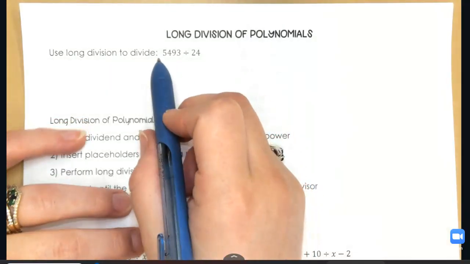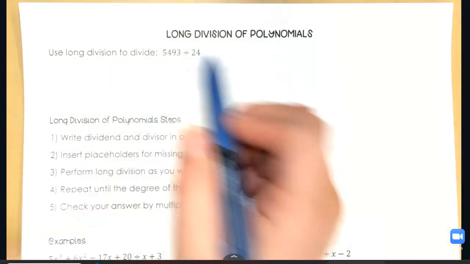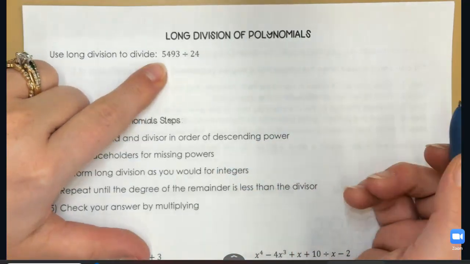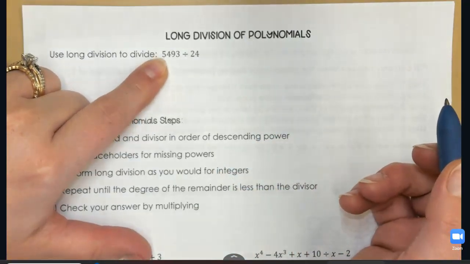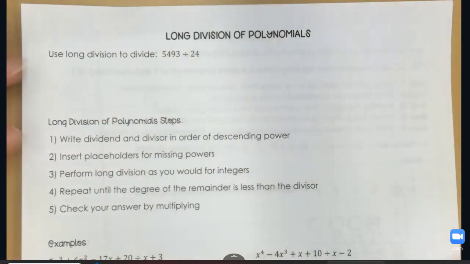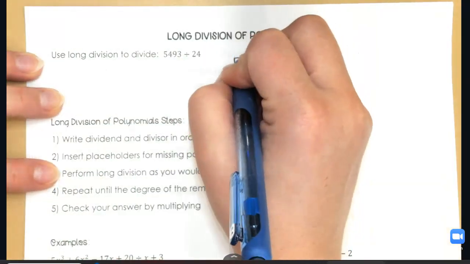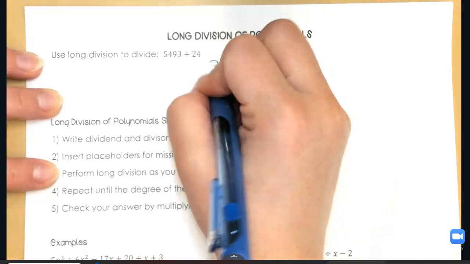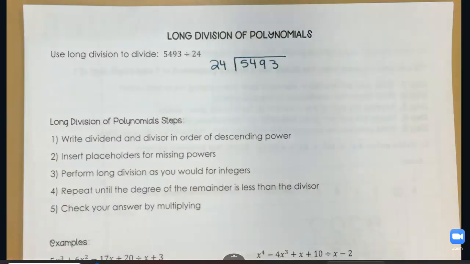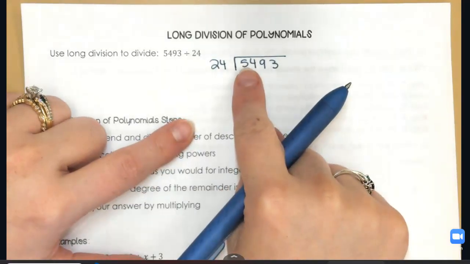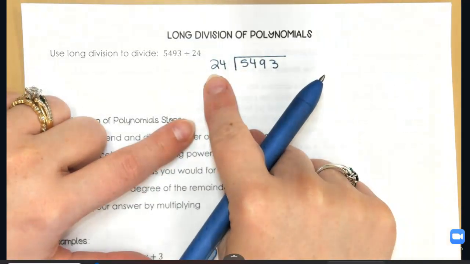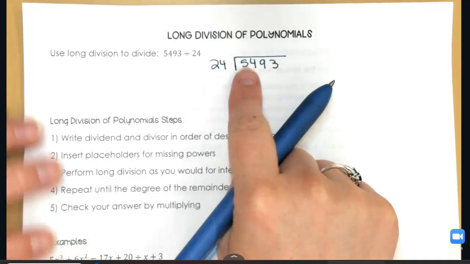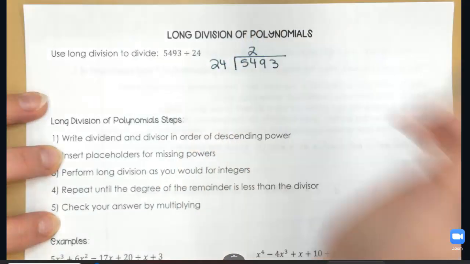So if I want to divide 5,493 by 24, well first of all, the first number is called your dividend and the second number is called your divisor. So when you're setting up your house, your dividend is what goes inside and your divisor is what goes on the outside. Now, I'm starting with a number in front. 5 is not divisible by 24, but 54 is, and 24 can go into 54 twice.